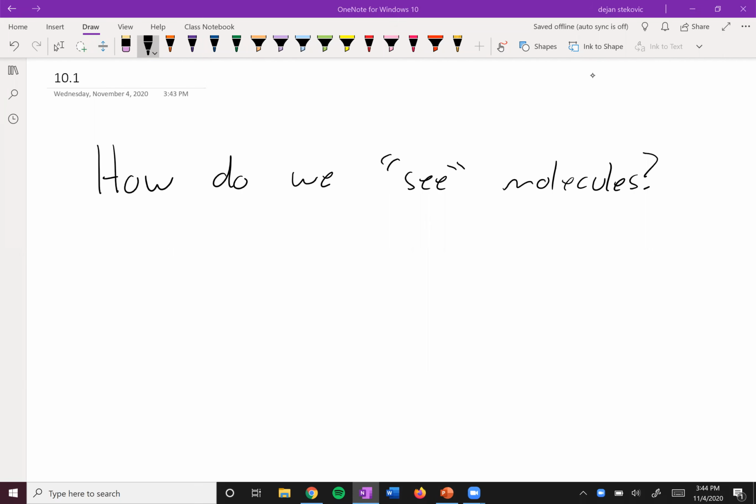All right, so we're going to switch gears a little bit. Instead of talking about transforming molecules using reactions, we're going to talk about how we see these compounds, right? So molecules and atoms are obviously very tiny. There's no way we can actually see them.